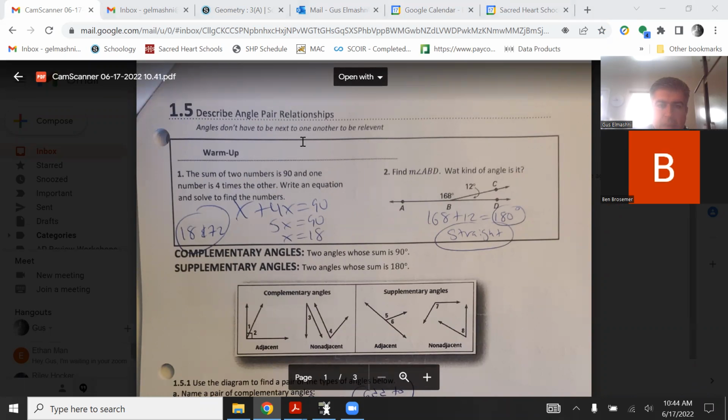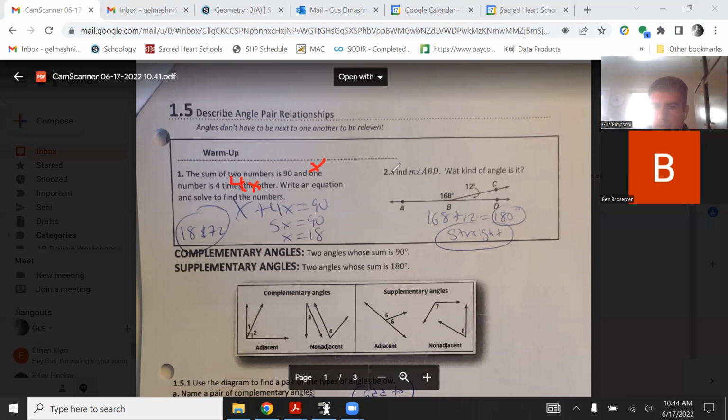Now, for this first problem, it's translating, right? Two numbers add up to 90, and one number is 4 times the other. So if you call one number x, the other number would be 4x, obviously, right? And they add to 90. So x plus 4x equals 90. Solve it, you get 18. That means one angle is 18, the other is going to be 4 times it, which is 72. And use a calculator if you need to.